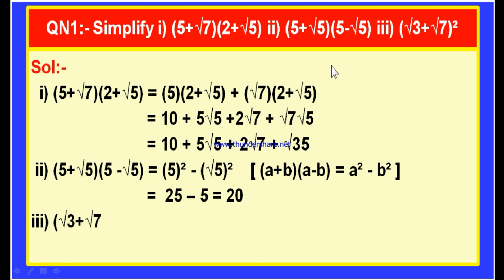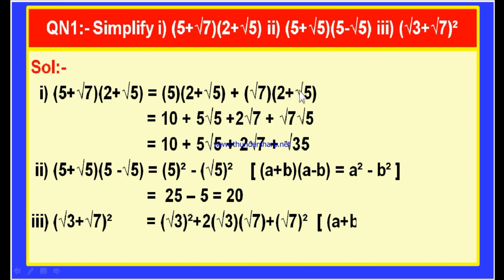Now third bit is (√3 + √7)². This is in the form of (A + B)², isn't it? If you consider √3 is A and √7 is B, then this is (A + B)². What is the expanded form of (A + B)²? A² + 2AB + B². (A + B)² is equal to A² + 2AB + B². Now let us apply this formula here. A² means (√3)², plus 2AB means 2 into √3 into √7, plus B² means (√7)².